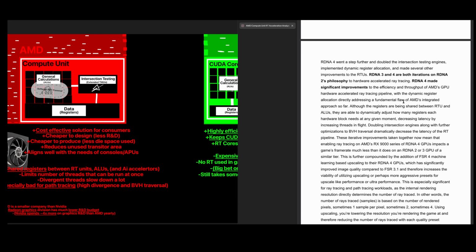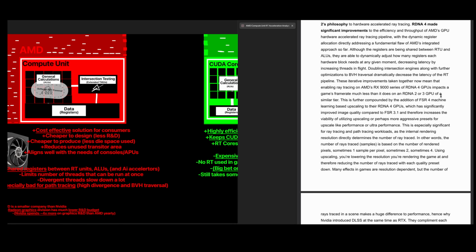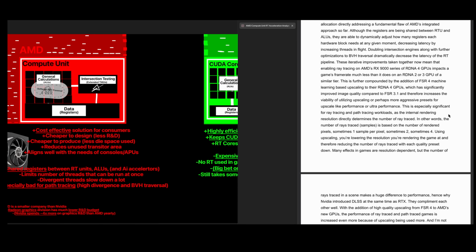And even though these are big improvements, RDNA 3 and RDNA 4 are both iterations on RDNA 2's philosophy to ray tracing. And all these iterative improvements together now mean that on AMD's latest RX 9000 series of GPUs, which are RDNA 4 based, enabling ray tracing impacts the game's frame rate much less than it does on RDNA 2 or RDNA 3 GPUs, which is compounded even further by the addition of FSR 4, which is a machine learning-based upscaler exclusive to their new RDNA 4 GPUs, at least for now.